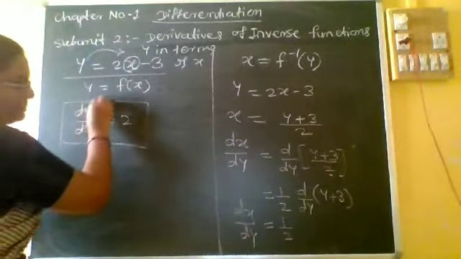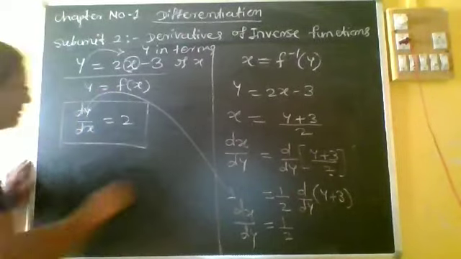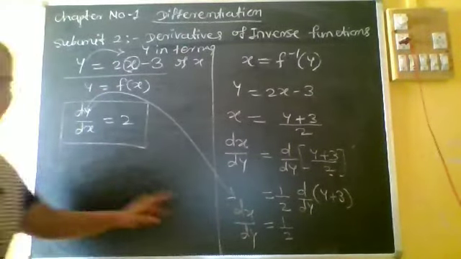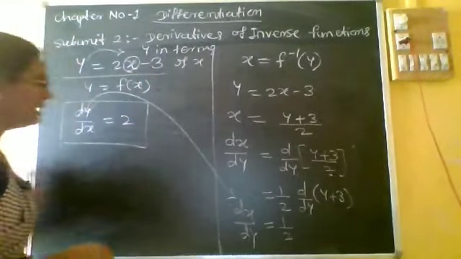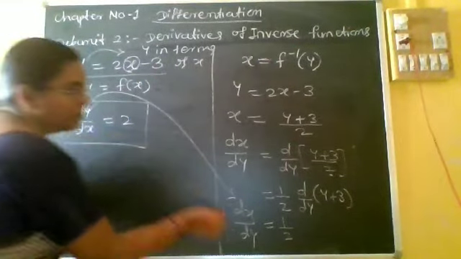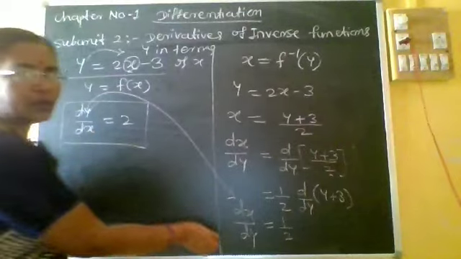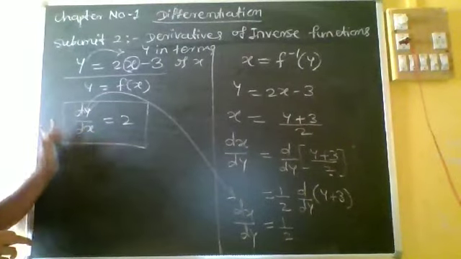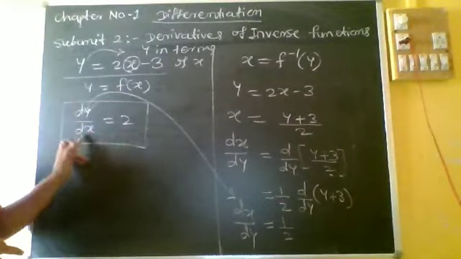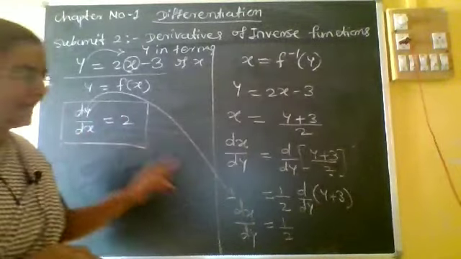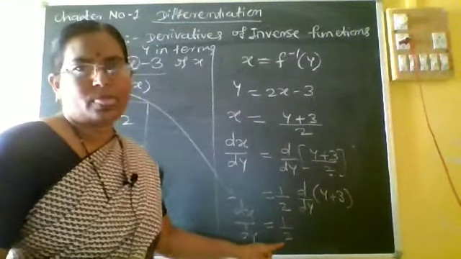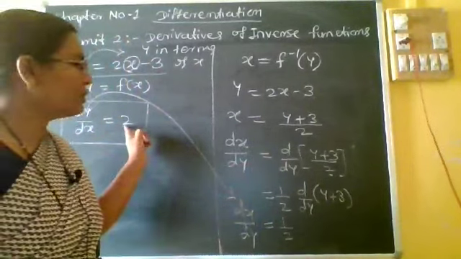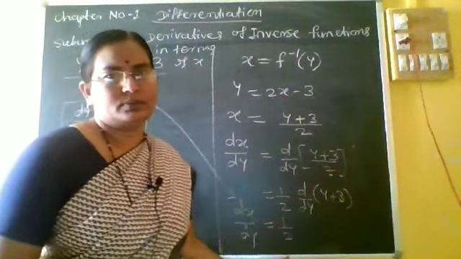From these two derivatives, dy by dx and dx upon dy, we can say that these two derivatives are reciprocals of each other. Derivative of y with respect to x becomes 2 and derivative of x with respect to y becomes 1 upon 2, meaning the reciprocal of 2 is 1 upon 2.